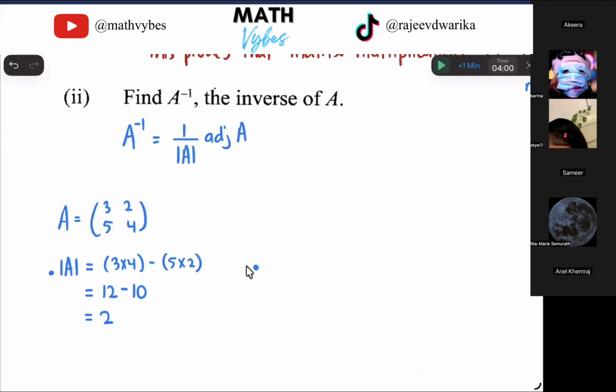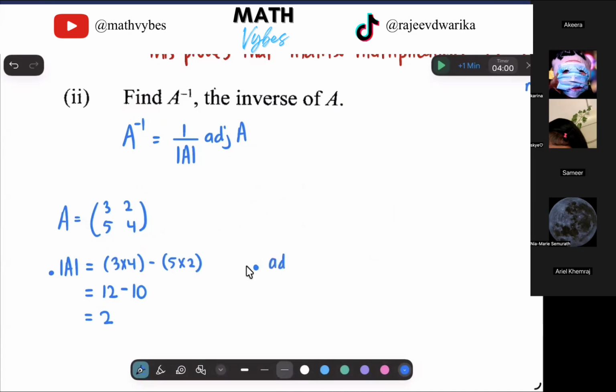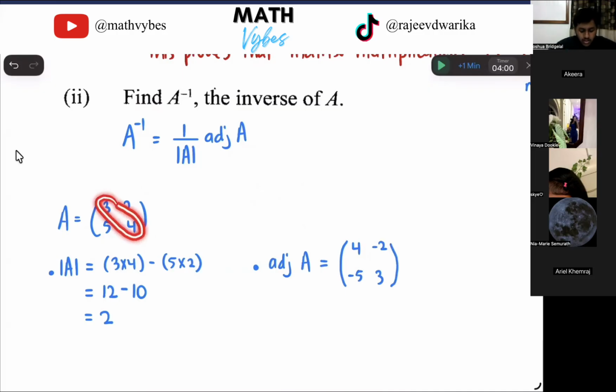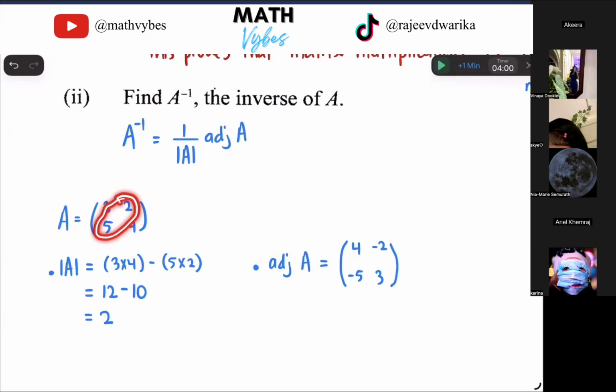Right, so now we need to find the adjoint of A. To find the adjoint, we are going to do what? Does anybody remember how to find the adjoint? So you switch the 3 and the 4, and the 2 and the 5, just change the signs. Right. So for anybody that did not get that, for the leading diagonal, aka the first diagonal, you want to swap the elements. And for the other diagonal, you want to change sign.